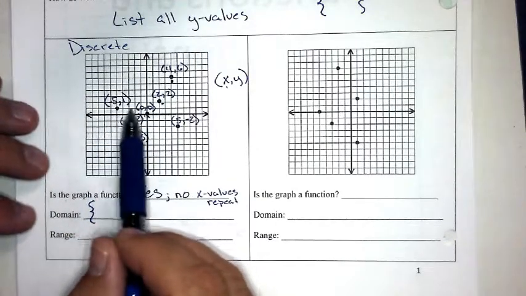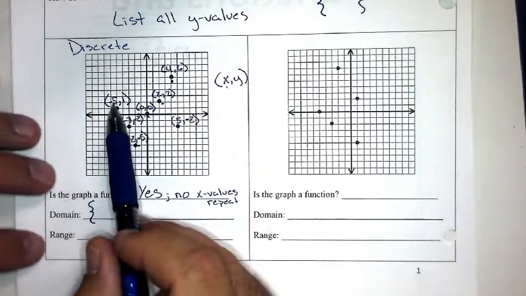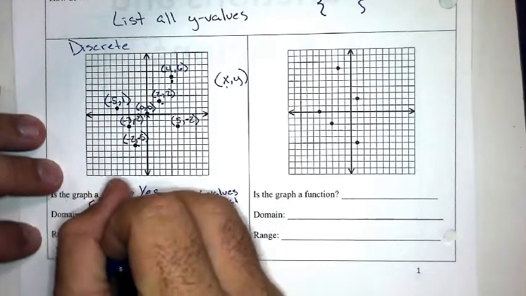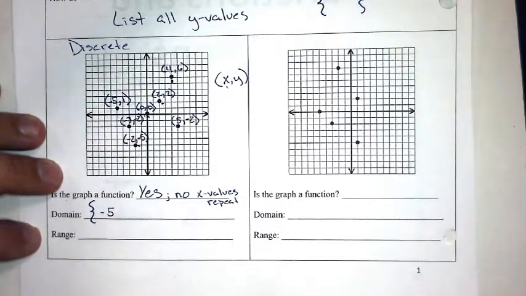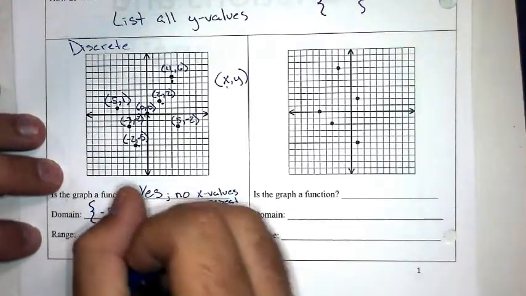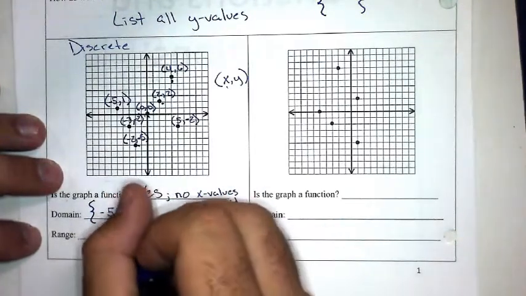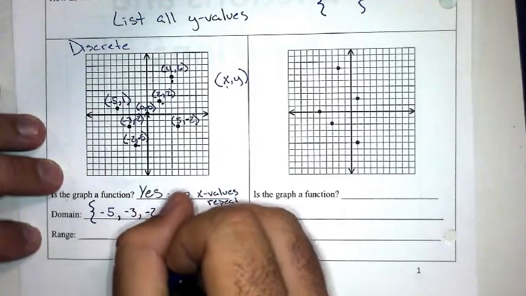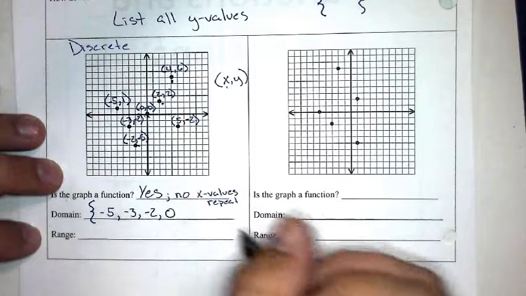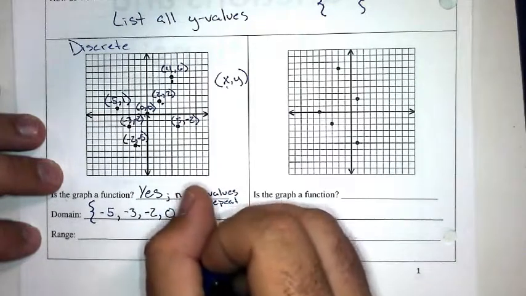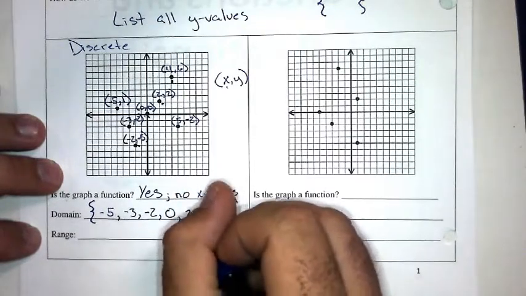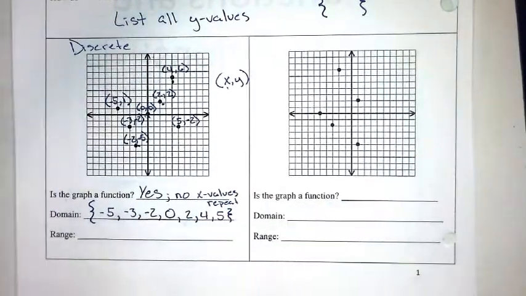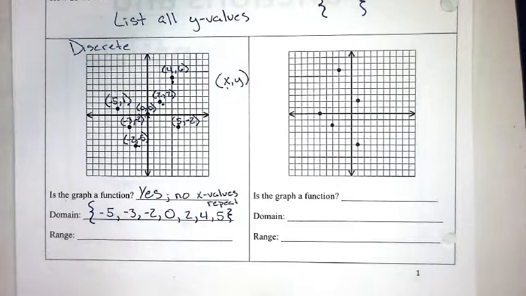So what is the furthest left x value? Okay. What's the next furthest x value? Okay. What's the next one? What's the next one? 0. The next one? Next one? So on discrete graphs, you literally list out the x values. Okay?